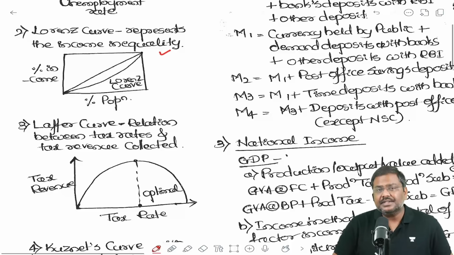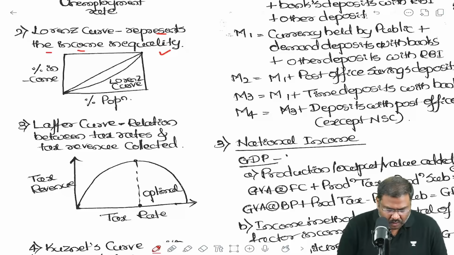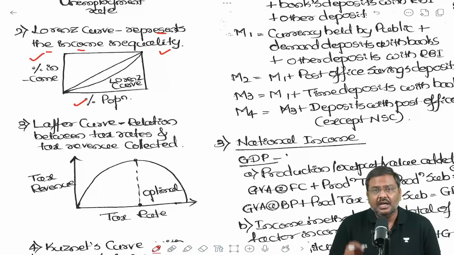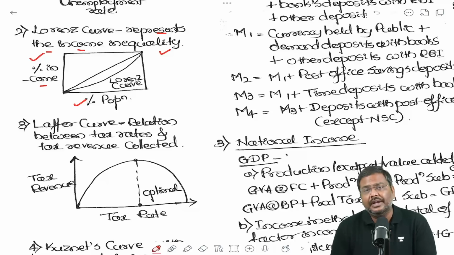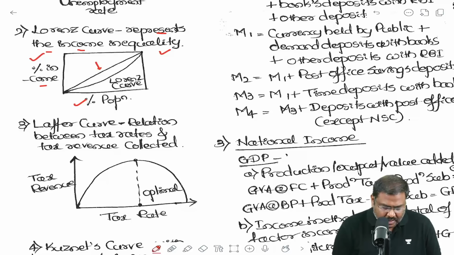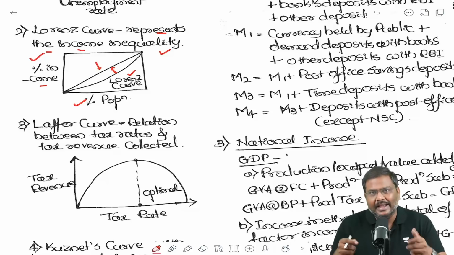Next one is the Lorenz Curve. It represents the income inequality in a society. Along the x-axis, you have cumulative percentage population, and along the y-axis, cumulative incomes that are generated. And this diagonal represents the perfect equality line, and the gap between the diagonal as well as the Lorenz curve of a country represents how much is the inequality.